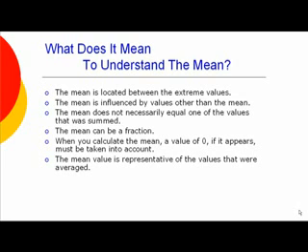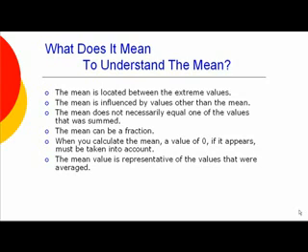Next one talks about the mean is influenced by values other than the mean. What this means is that the mean is dependent upon all the other values in the data set. And that ties along with the next one. The mean does not necessarily equal one of the values that was summed. So if you are finding the mean and it's not one of the values that you have in your data set, that's okay. And in fact, that's how most of them are going to be.